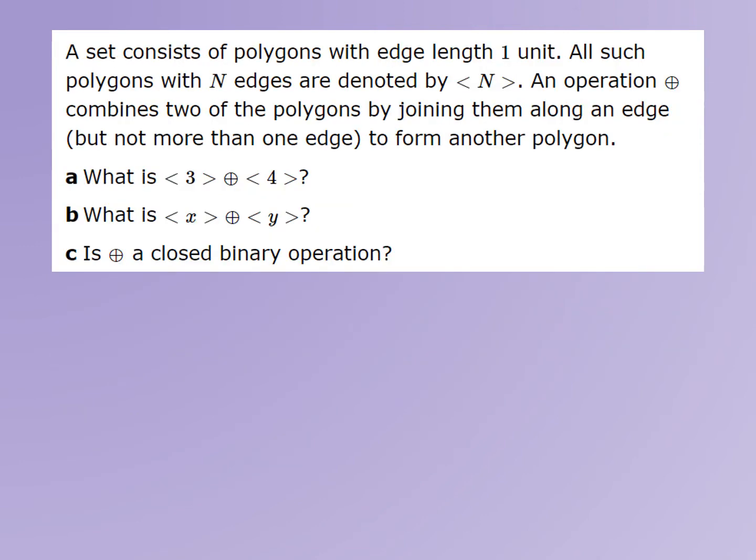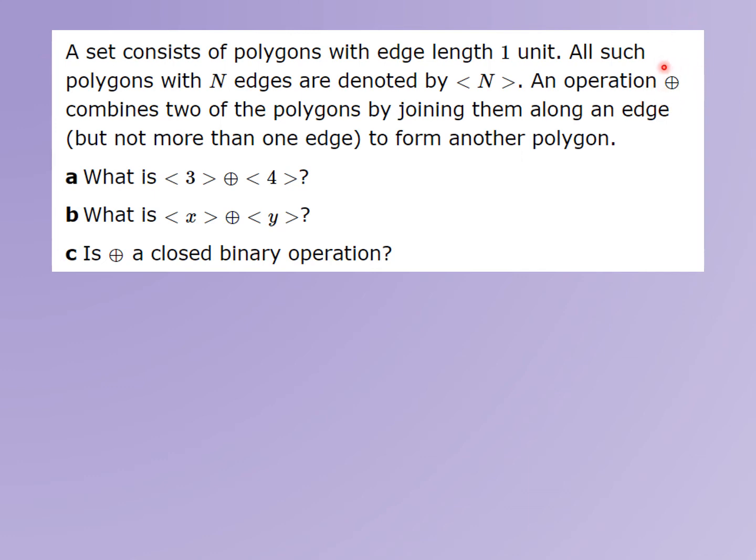The set that a binary operation works on does not need to be a set of numbers. It could be a set of objects instead. So we're going to define a set of polygons whose edges all have a length of 1 unit. A set of polygons with n edges will be denoted using the notation n in triangular brackets. So for example, if n was 4 here, it would be the set of all polygons with 4 edges that all had a length of 1.